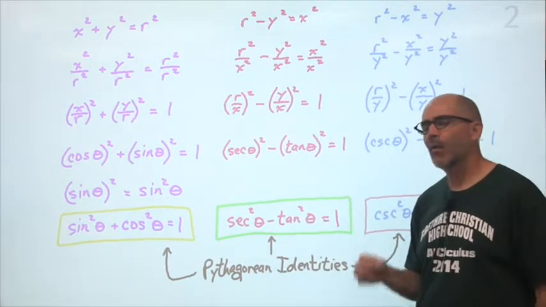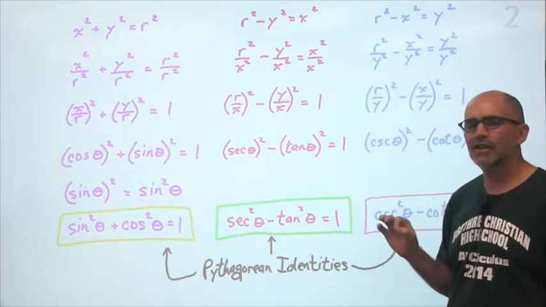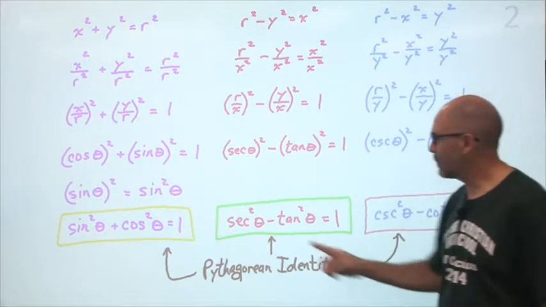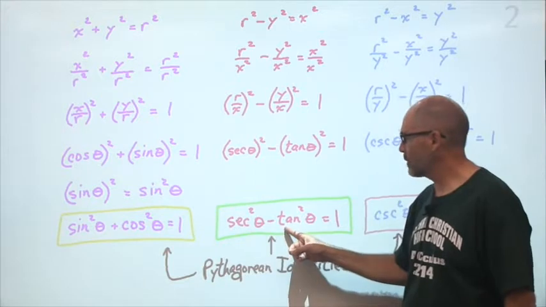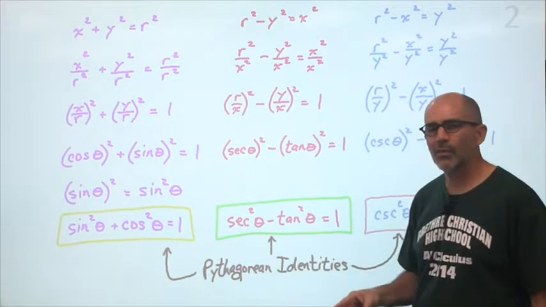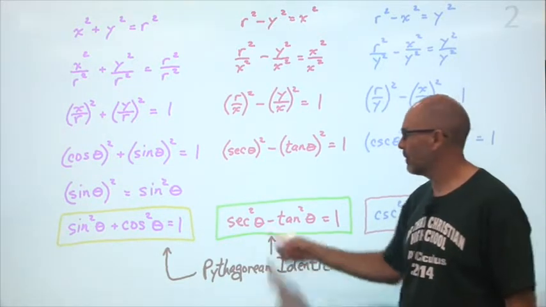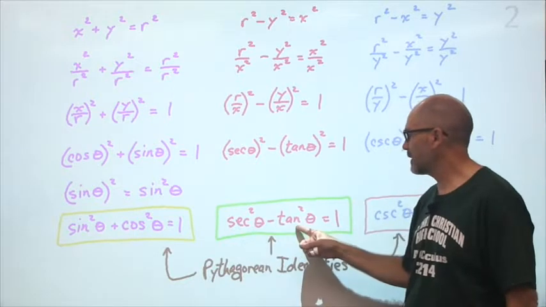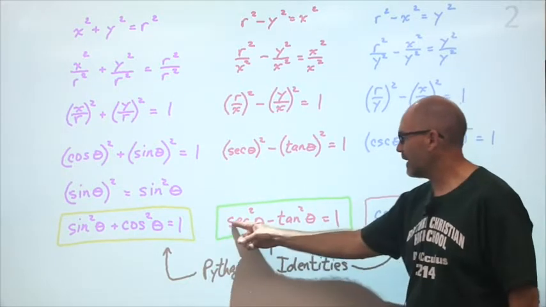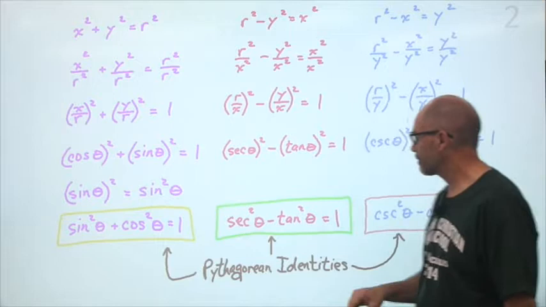Well, we have our English alphabet that puts S before T. So that's how you remember it. It's in alphabetic order. Secant squared minus tangent squared equals 1 because S comes before T.